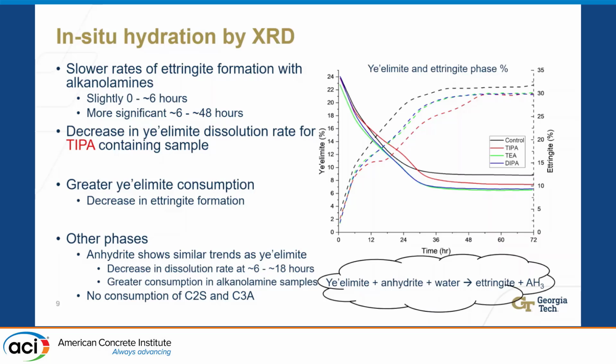And really quickly on the other phases, the anhydrite showed a similar trend as the ye'elimite, so there's a decrease in the dissolution rate, and there's a greater consumption in the alkanolamine samples. Interestingly, we saw no change in the C3A over the 72 hours, and expectedly we saw no change of the C2S in the 72 hours. Early age phase formation is important because it gives us some details about the early strength and the total dimensional stability.